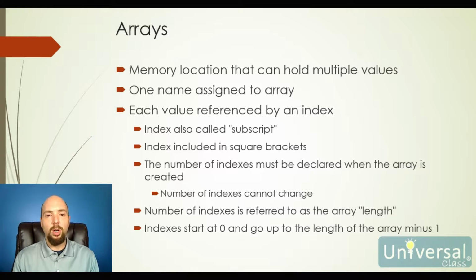Now in C#, our array starts at index number 0 and then goes up to 1 less than the length of the array. And the length of the array just simply means how many elements do we have. So if I have an array that has 10 names in it, then my length is 10 because there are 10 names in it. But my indexes would go from 0 up through 9 because 9 would be 1 less than the length of the array.